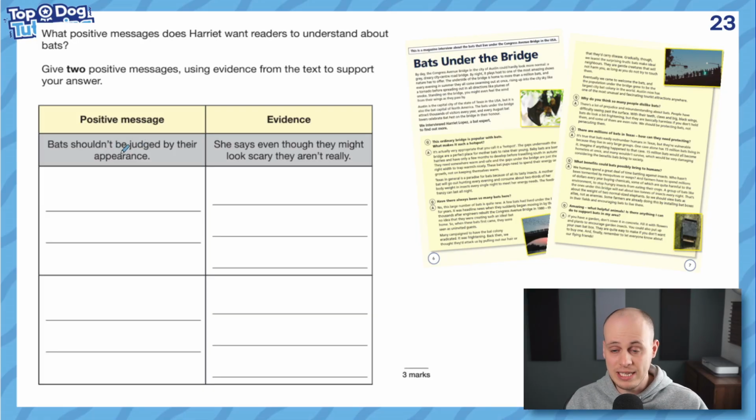And this is one of the nicest questions I've ever seen for 3 marks. It even gives you an example of exactly how you should be laying this out. Look at this. It says, positive message: bats shouldn't be judged by their appearance. So that's clearly a message that comes out of this text when you read it. And here's the evidence. She says, even though they might look scary, they aren't really. So clearly that's what she actually says in the text. There's my evidence that backs up this positive message.